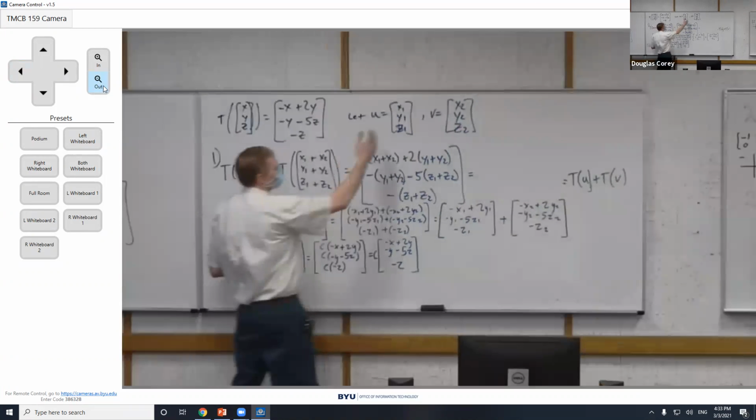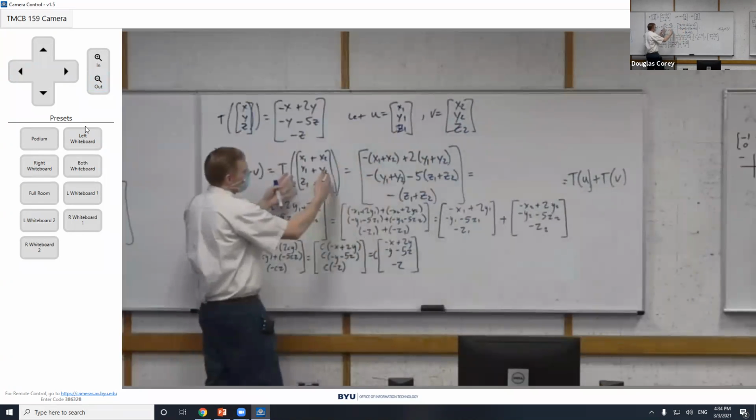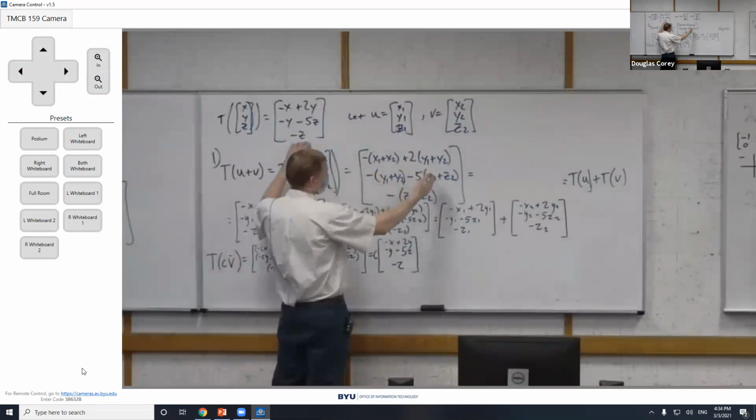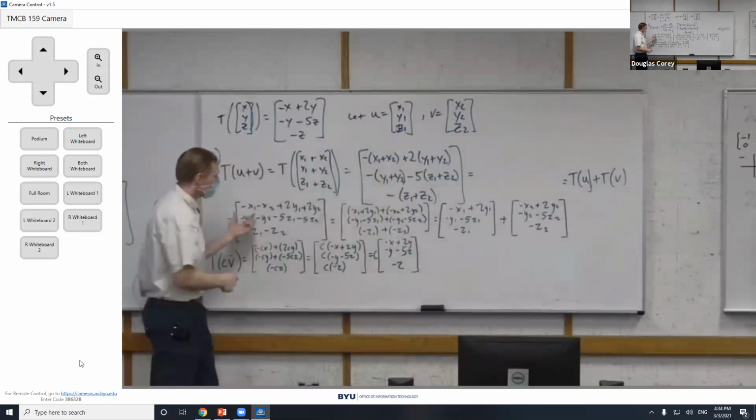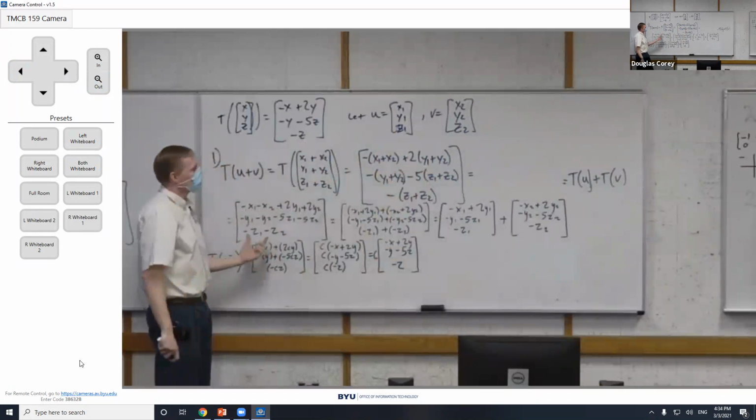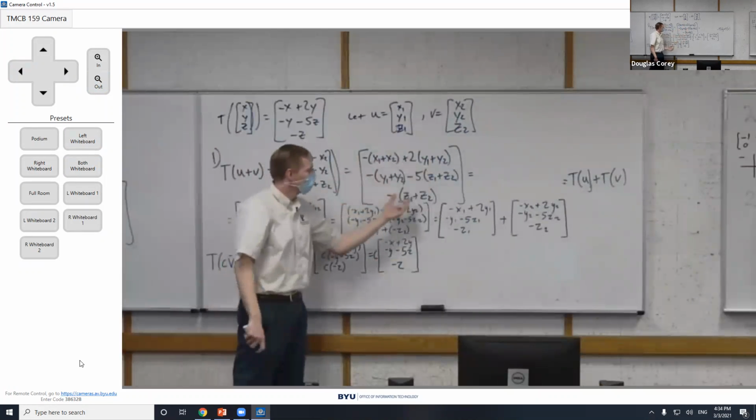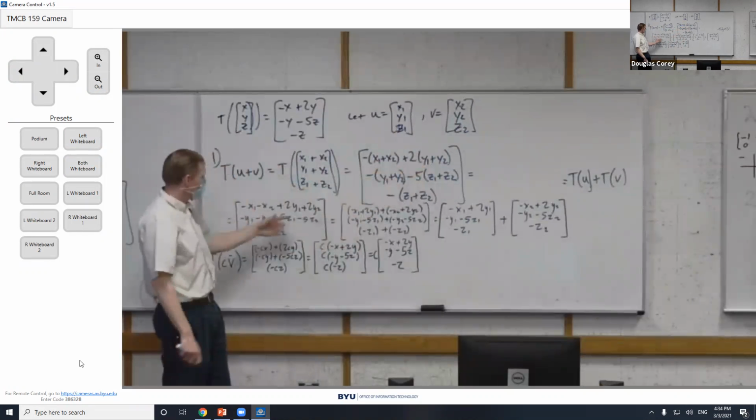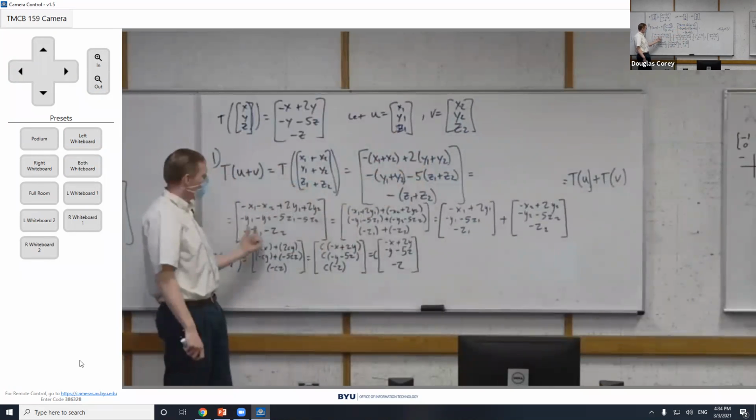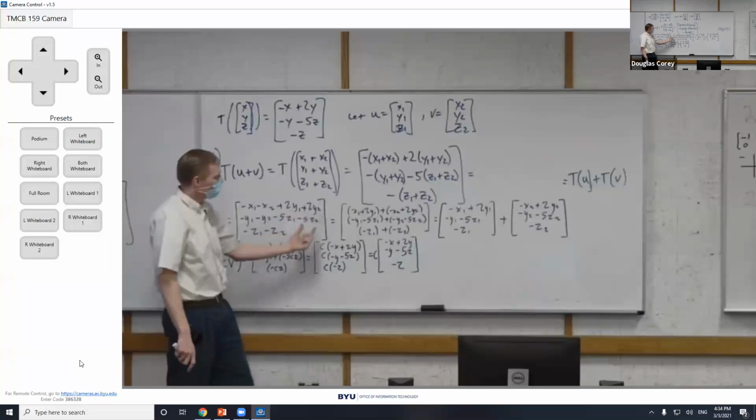So I picked general ones for u and v, added them together, put them into the particular transformation here, and then we start doing the algebra, the arithmetic. So multiplying the 2 out, distributing the negative. Then you can start combining all of the terms that have a sub 1 and all of the terms that have a sub 2. So that's what we've done here.